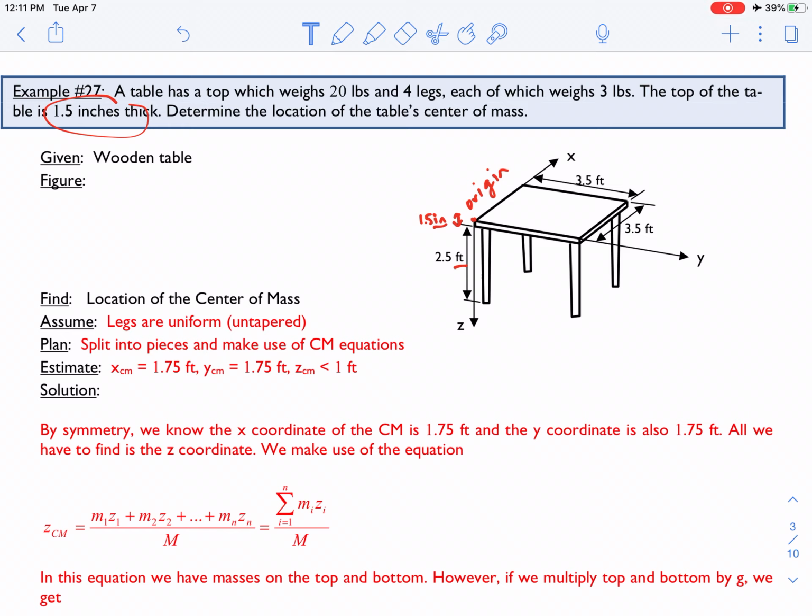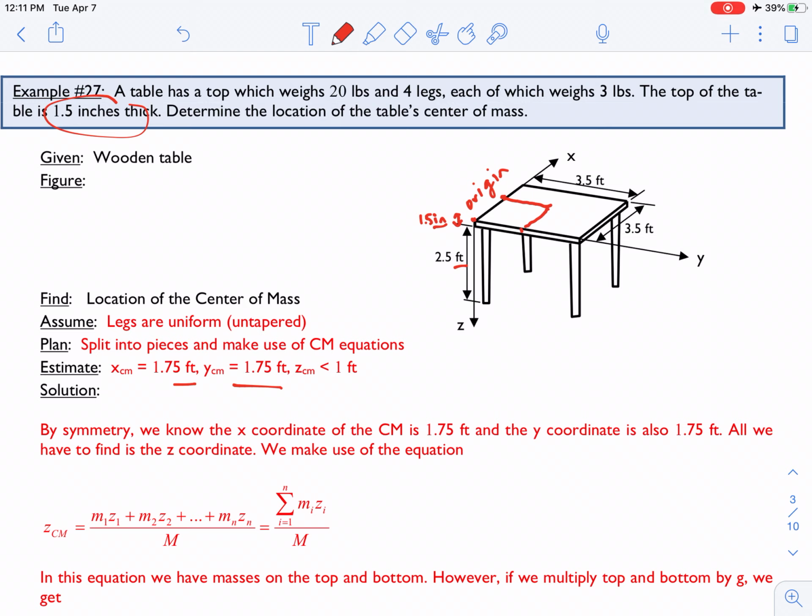Because we know that the 4 legs are uniform, there's going to be a symmetric one for each of them. So if you think about the center of mass, it's going to be at the center of that table. And where is that x? If you draw a line to x and then y, those are the x and y points on the x and y axes. So those are going to be the center of mass points. That means they are going to be just half of the length of the table, so 3.5 feet divided by 2, and we're going to get 1.75 feet for the x center of mass and 1.75 feet for the y center of mass.